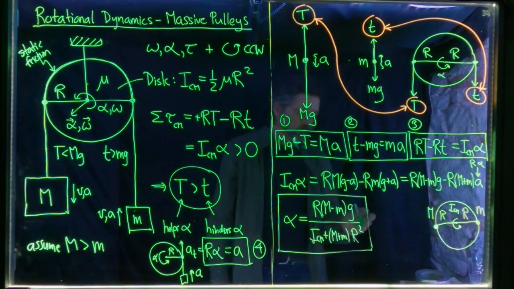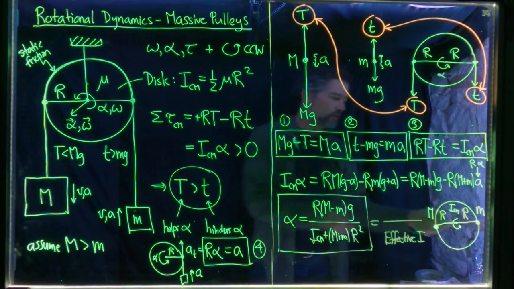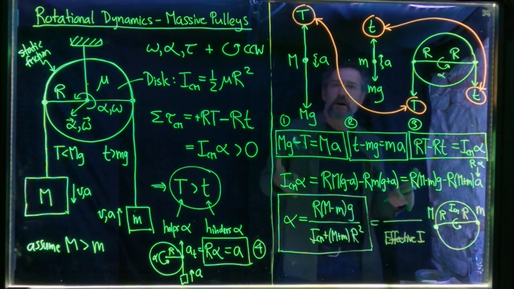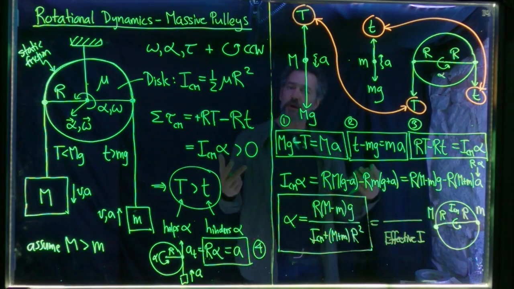So in the denominator here, what we have is the effective moment of inertia for this system, where we've instantaneously set the lengths of the ropes to zero. And then we know that angular acceleration is net torque divided by inertia. This is the effective inertia.